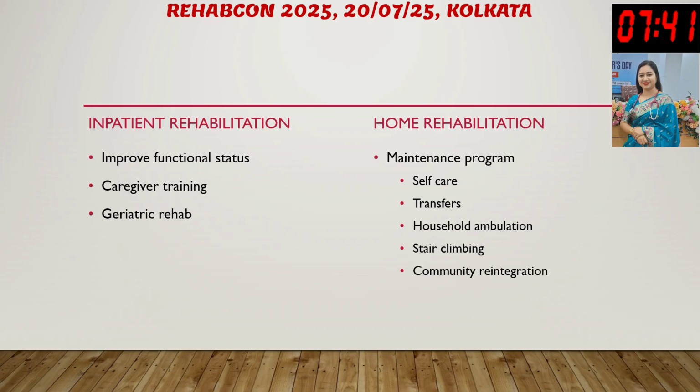So in our institution, when we treat patients for rehabilitation, neurorehabilitation especially, we start in the inpatient setting. As our previous speakers have emphasized, rehabilitation should be started as early as possible. So for improving the functional status, we start the rehab even in the ITU and HTU. And in this period of inpatient rehabilitation, we try to give caregiver training so that the management of the patient at home can be easier for them. And geriatric rehab is also a part of our inpatient rehabilitation.